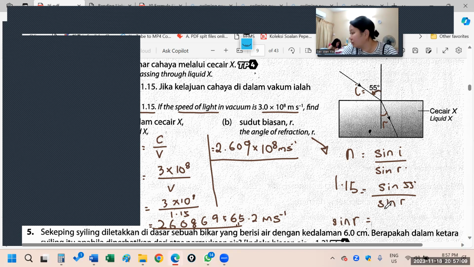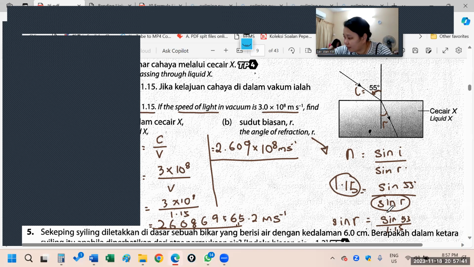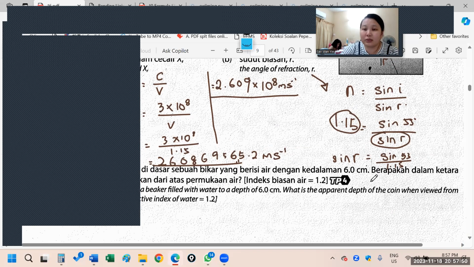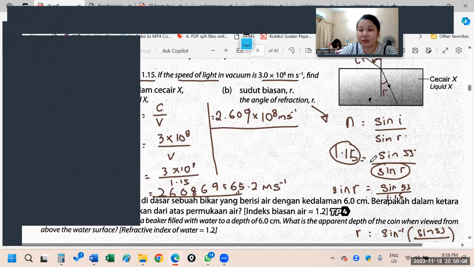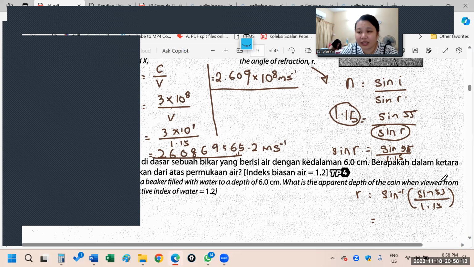So sine r equals sine 55 divided by 1.15. Right, that's correct. This is r. When you shift sine, it leaves only r. Okay, so r equals shift sine of 55 divided by 1.15. So what is r in degrees? Oh, sorry, 55. My pen got some problem. Cannot write properly.